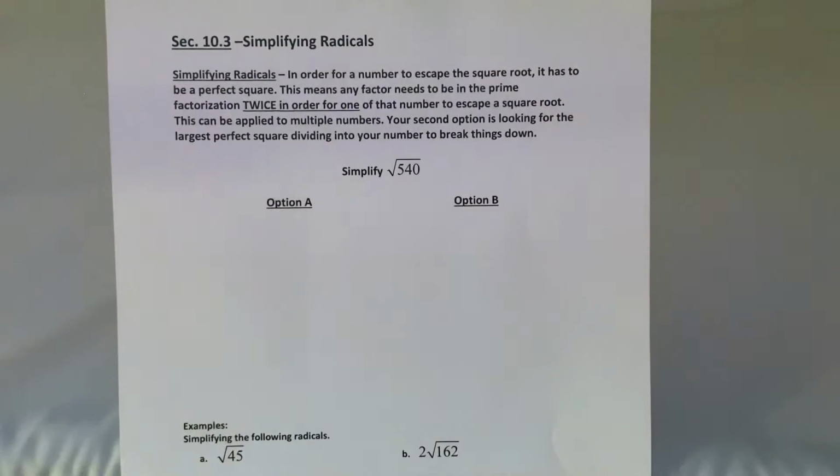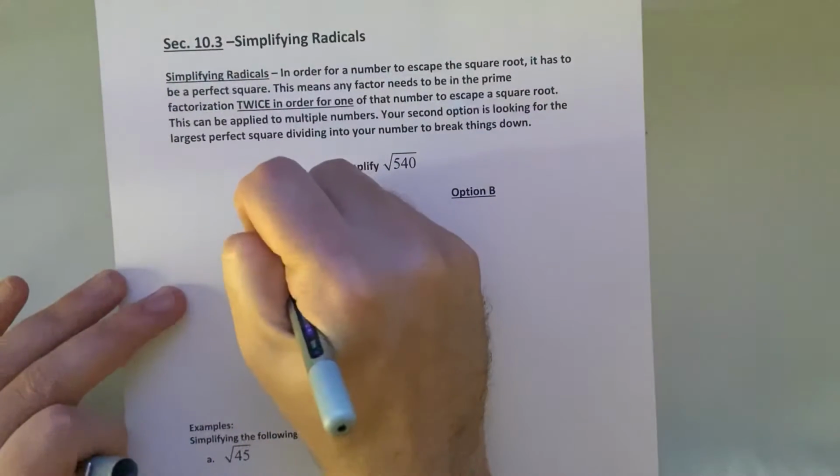Okay, so 10(3) is simplifying radicals, primarily square roots, but we can even do this with other kinds of roots. In order for numbers to "escape" the square root, remember, in order to take the square root of a number, you need to have a perfect square, which means you need to have the same prime number represented twice, or even a different number.